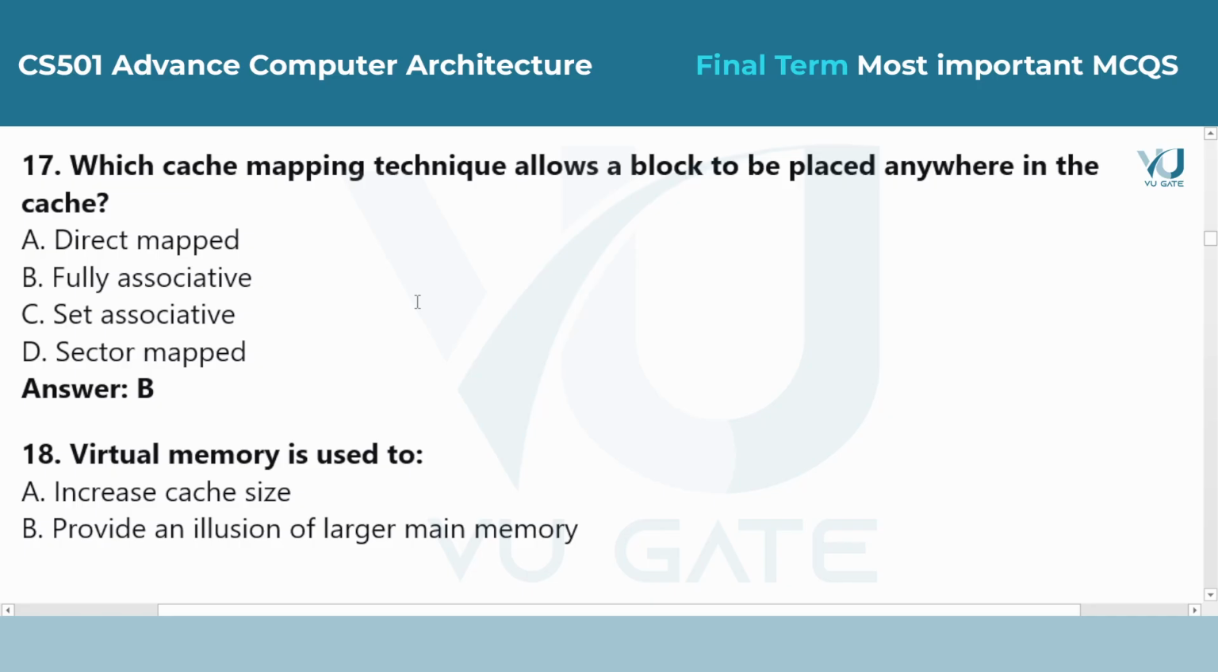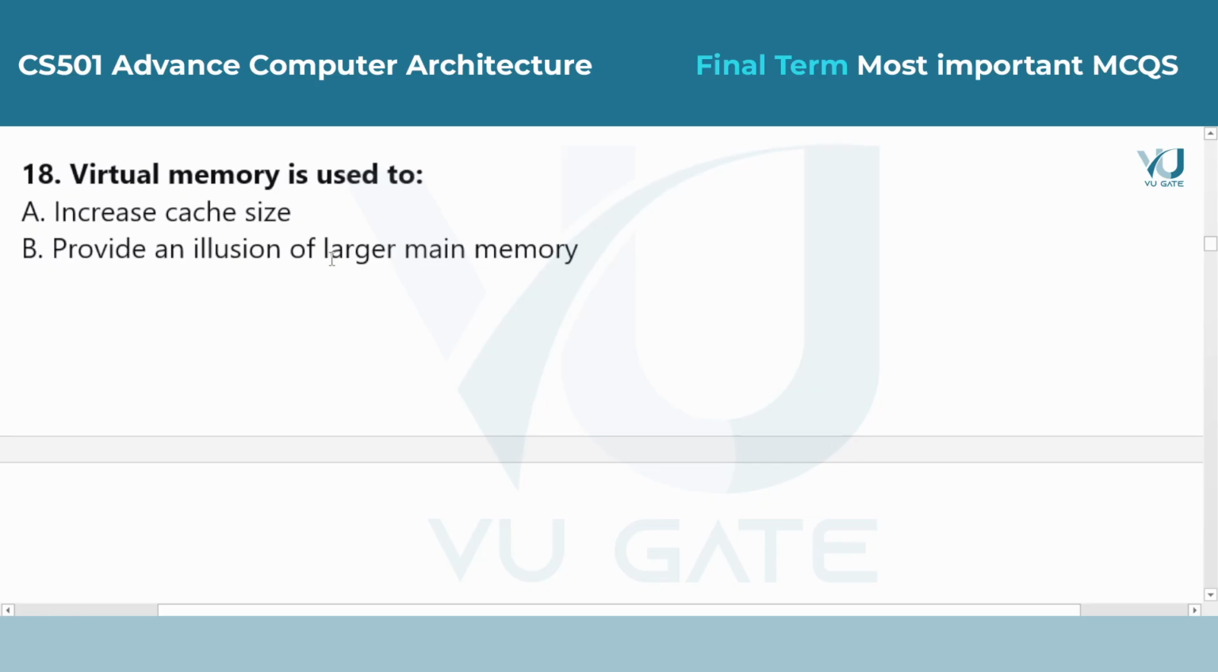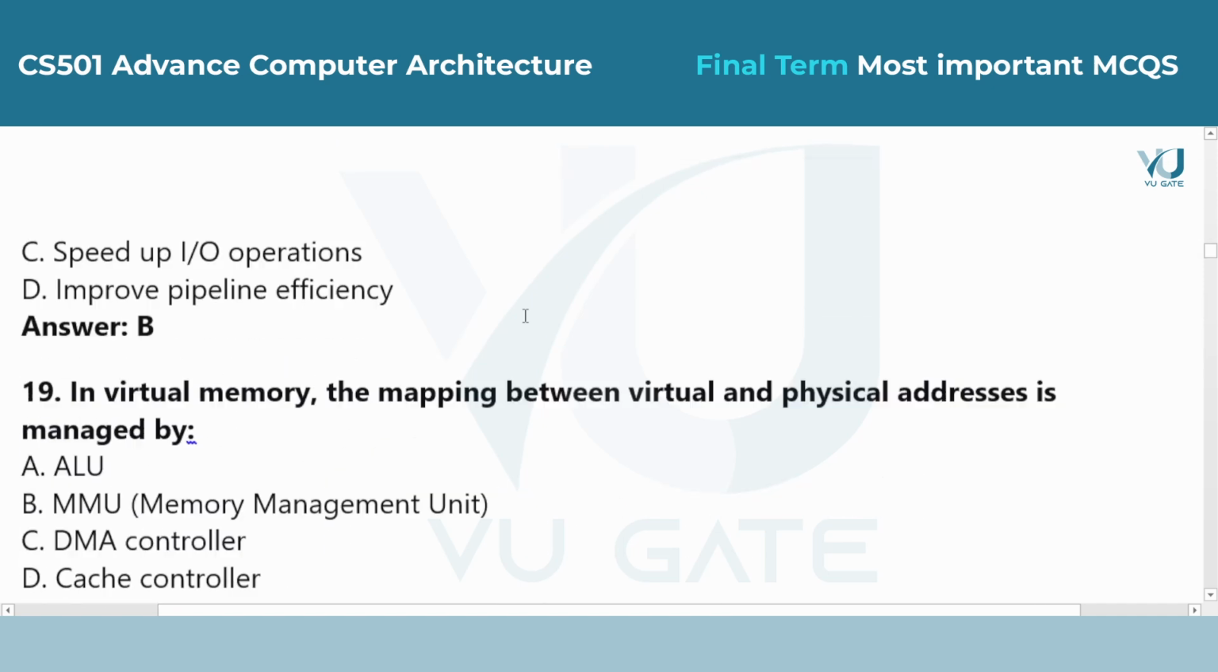17. Question: Which cache mapping technique allows a block to be placed anywhere in the cache? Answer: B. Fully associative. Concept: This provides the highest flexibility and hit rate but requires complex search hardware. 18. Question: Virtual memory is used to? Answer: B. Provide an illusion of larger main memory. Concept: It uses space on the hard drive to let the computer run programs larger than the actual RAM.